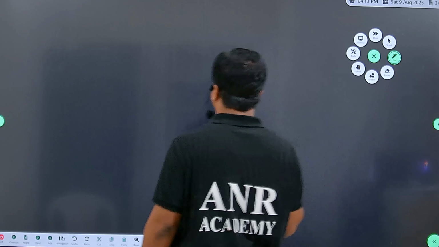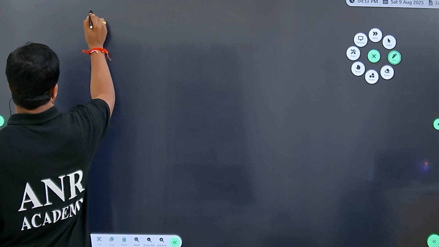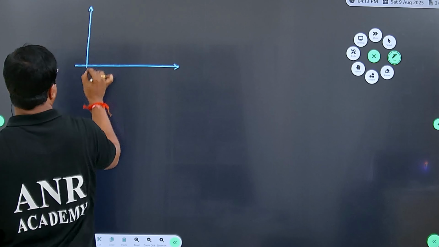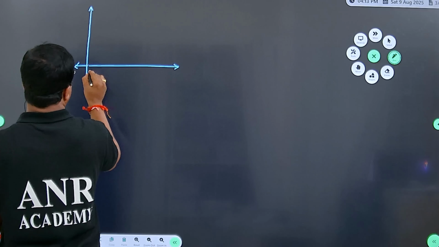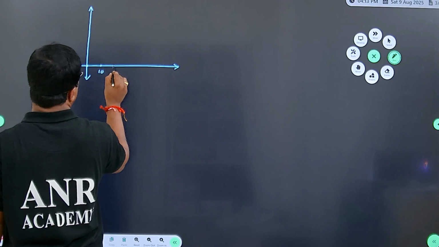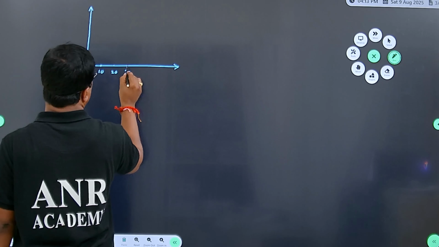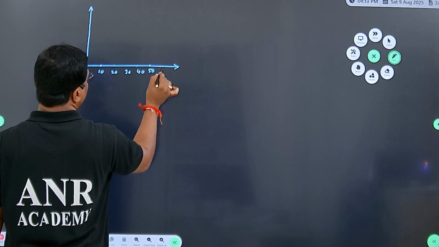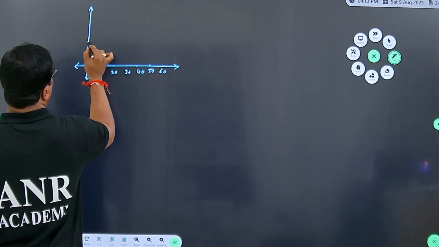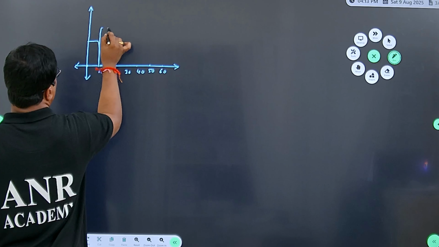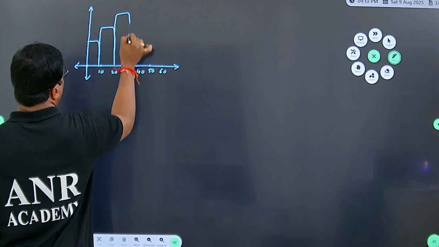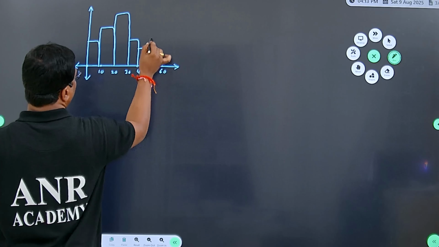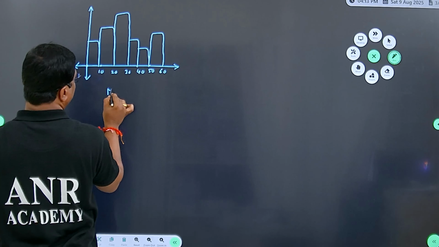I am going to draw a general diagram with intervals and their corresponding frequencies first. Suppose here it is 10, 20, 30, next here it is 40, 50, 60 and so on. Assume that this is the frequency given in the data, but here the aim is to find median.